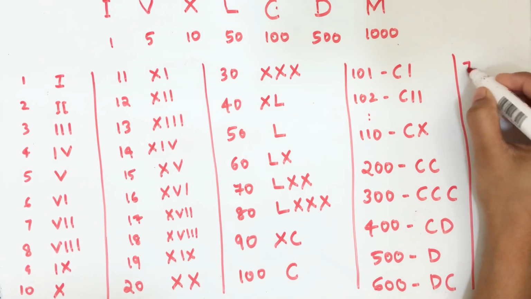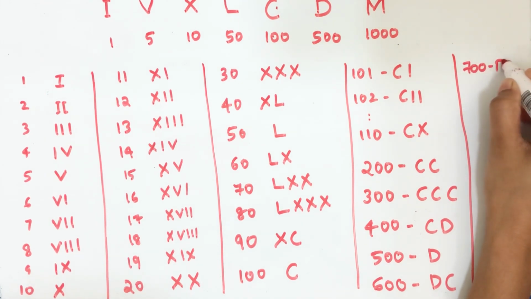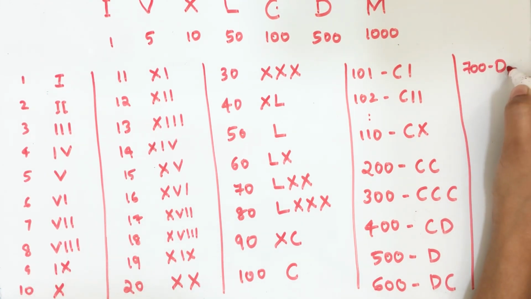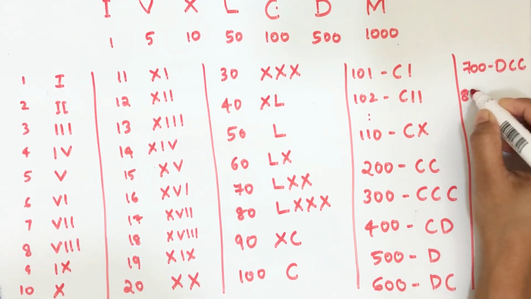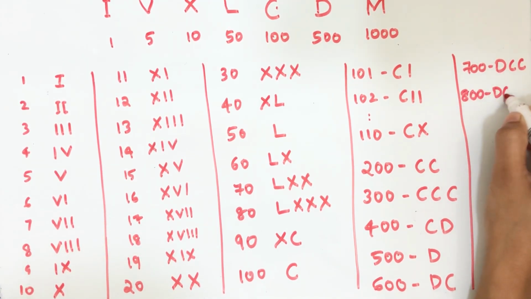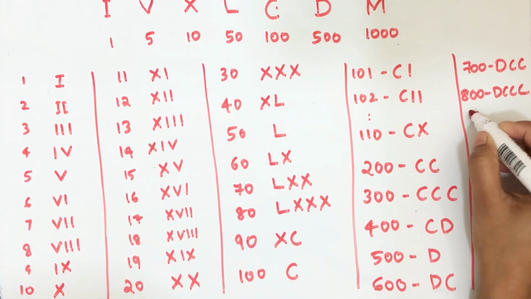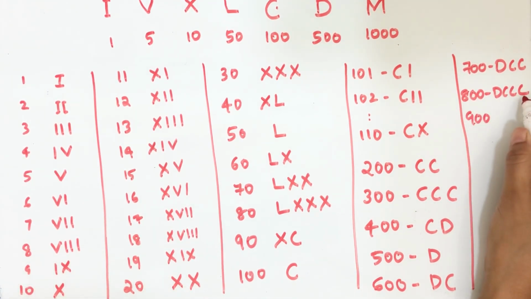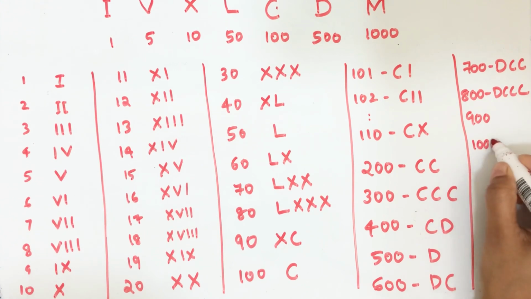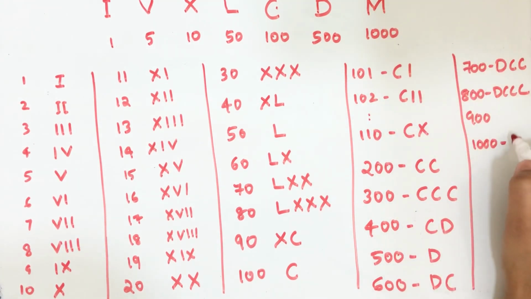Like that we can write 700 is equal to 500 plus 100 plus 100, that is DCC. 800 is equal to DCCC. Now 900. We cannot repeat 3 times. So we have 1000 is equal to M. So 900 is 1000 minus 100, that is C to the left of M. CM.